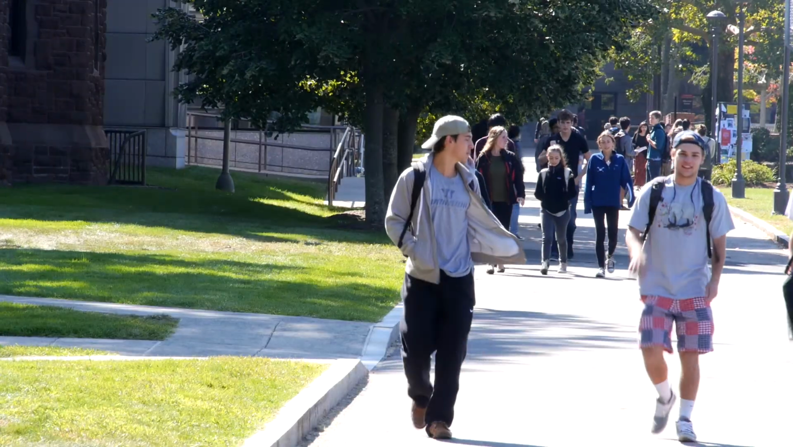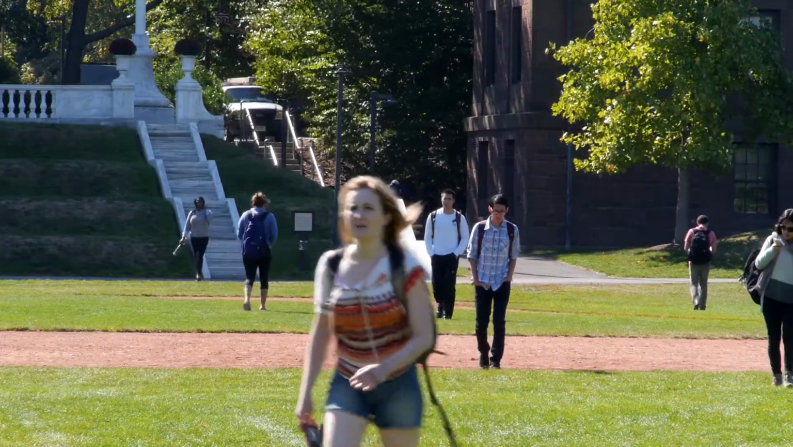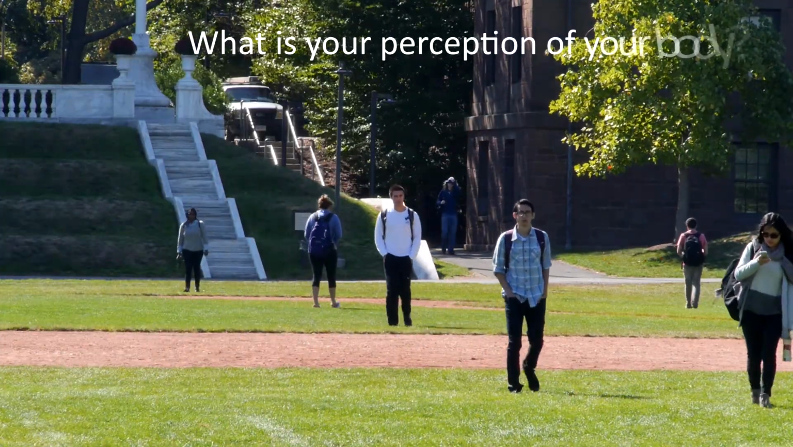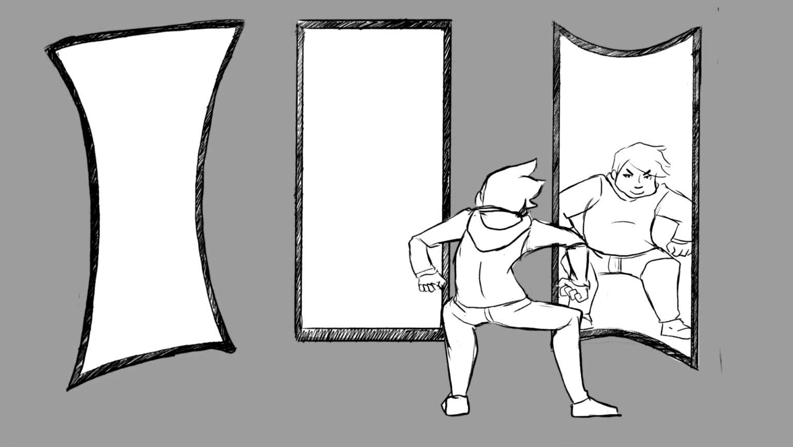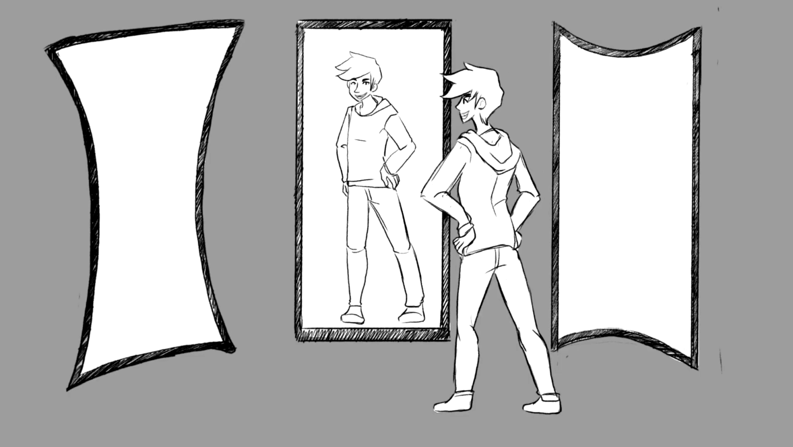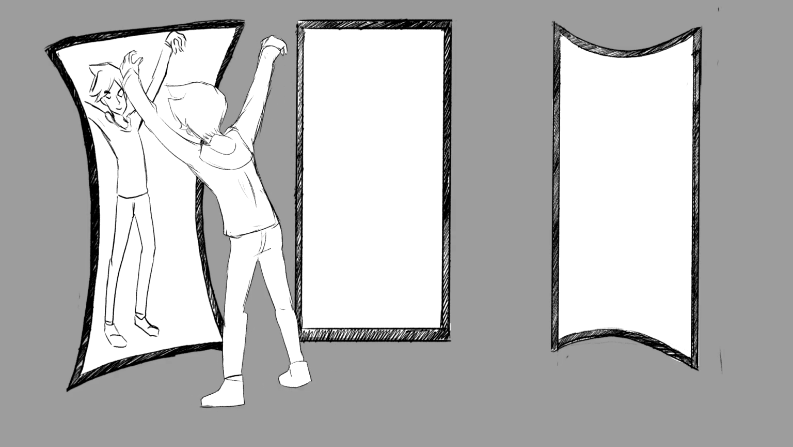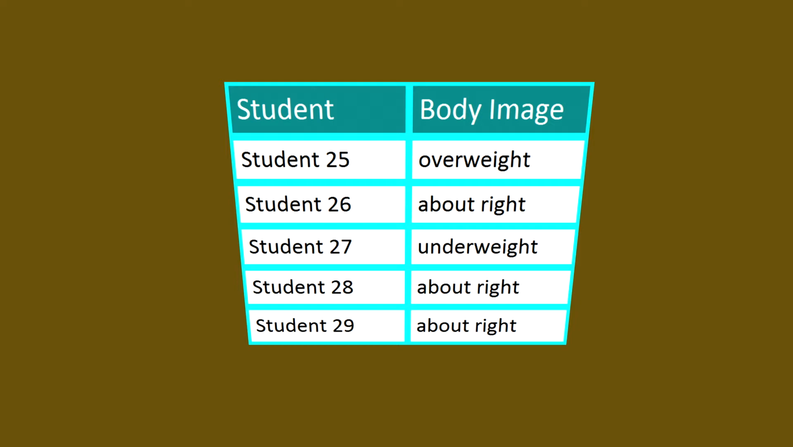Here's an example. A random sample of 1,200 U.S. college students were asked the following questions as part of a larger survey. What's your perception of your own body? Do you feel that you're overweight or about right? Do you feel that you're underweight? This table shows part of the data, 5 of the 1,200 observations.